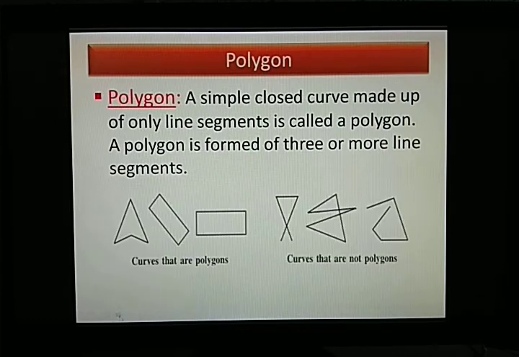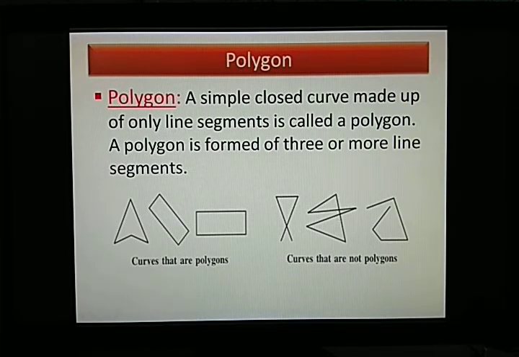So you can see some structures here. How many segments are there? 1, 2, 3, 4. So 3 or more. Here it is 4. Here also it is 4. But in these cases, they are not polygons. Now you might say there are 3 or more. 1, 2, 3. And here obviously 1, 2, 3, 4. But can you see one thing?